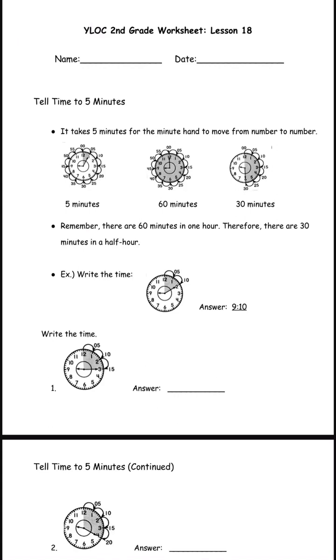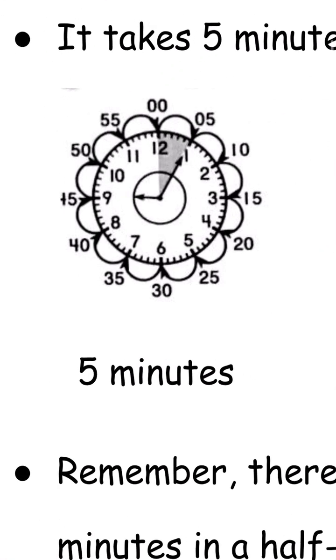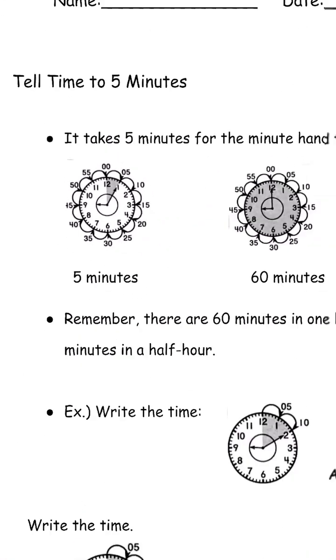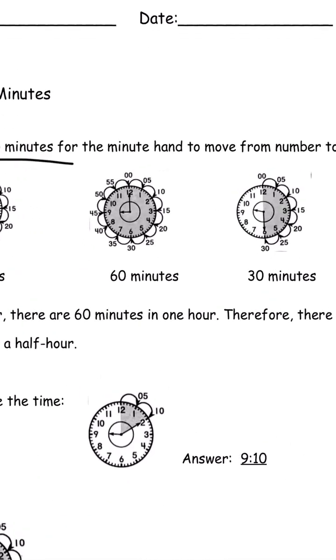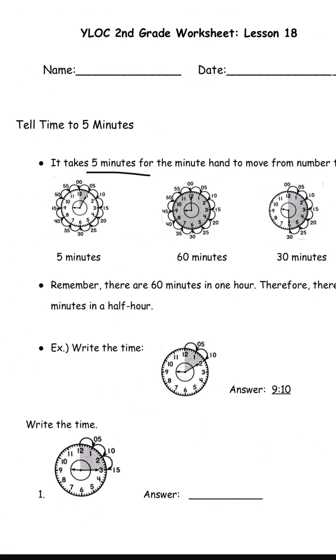So today we're going to work on the second grade worksheet, lesson 18. We're going to first tell time to 5 minutes. So here's the explanation. It says it takes 5 minutes for the minute hand to move from number to number. This picture is an example. It takes 5 minutes for the minute hand to move from number to number, right?